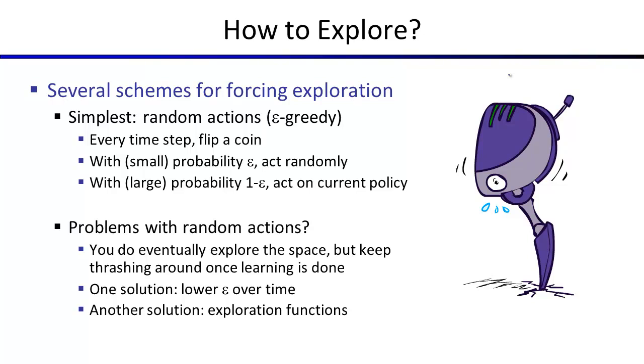Okay, a very simple scheme called epsilon greedy is where at every time step you flip a coin. With some small probability epsilon, you act randomly. So the coin flip with probability epsilon comes out one way, probability 1 minus epsilon comes out the other way. Comes out the first way you act randomly, comes out the second way you act on the current policy. What do I mean with current policy? Well, you've been learning this Q function, right? So you can look up in that table, according to your current estimate of the Q values, what's the best action to take?